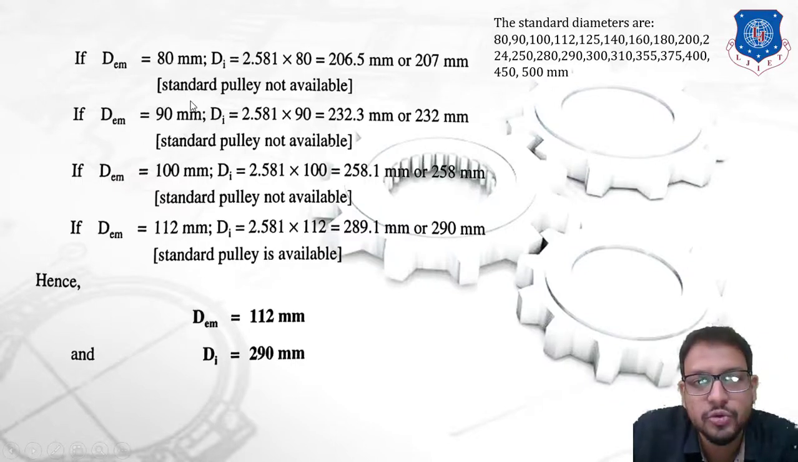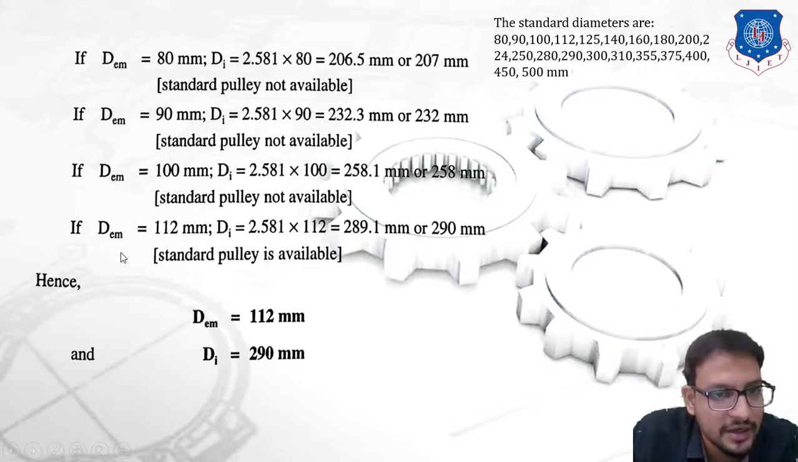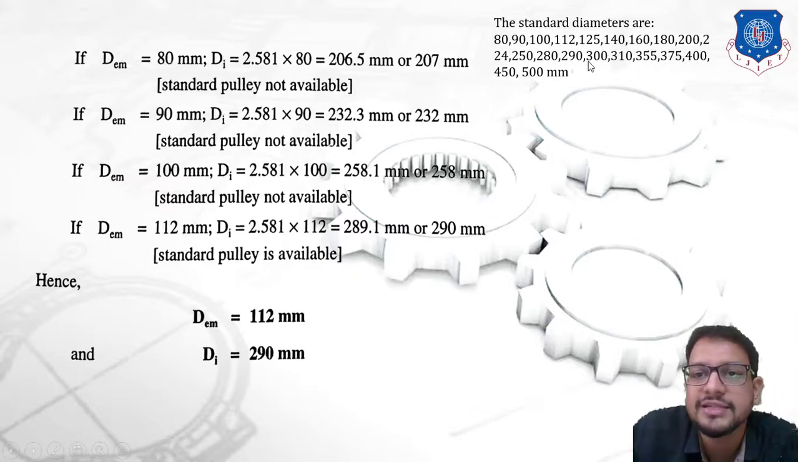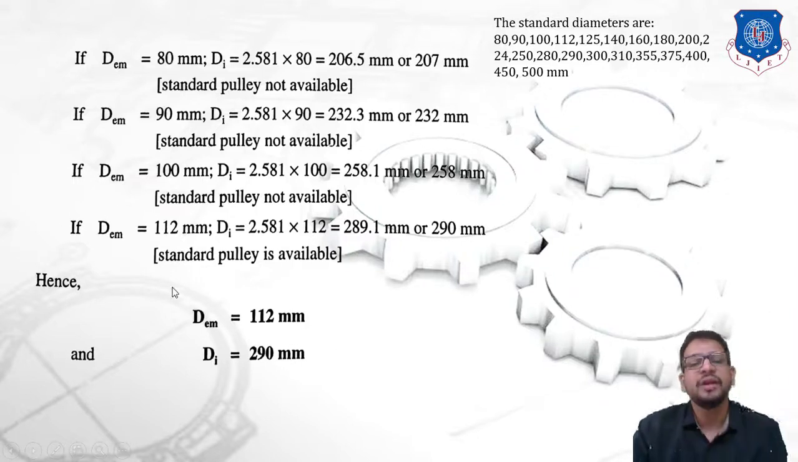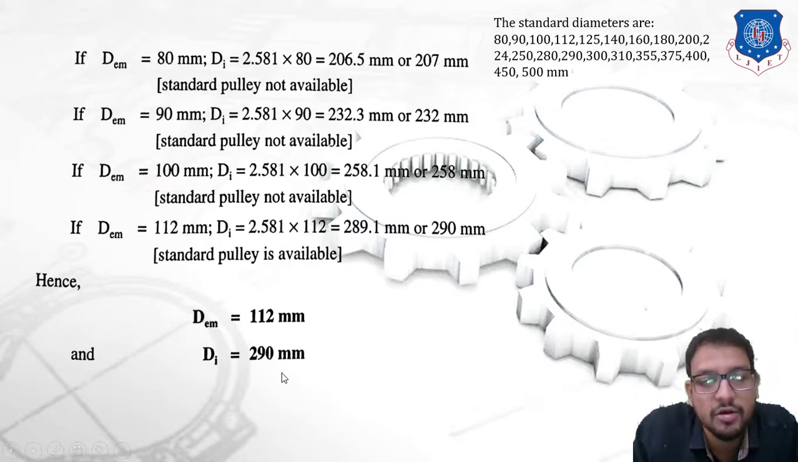Now considering the second, 90 mm. In this case of 90 mm, di coming is 232. Again, this is not available over here. Similarly, if dem is 100, I'm taking 100 mm from this diameter list, di is coming to 258 mm, again which is not available in this list. Similarly, I am taking dem 112 mm. So di coming is 289.1, which means approximately 290 mm, which you can clearly see is available in the list. So the feasible diameter of the input shaft pulley would be 290 mm, and that of the motor pulley should be how much? 112 mm. So this is our answer. Dem is equal to 112 mm and di is equal to 290 mm.